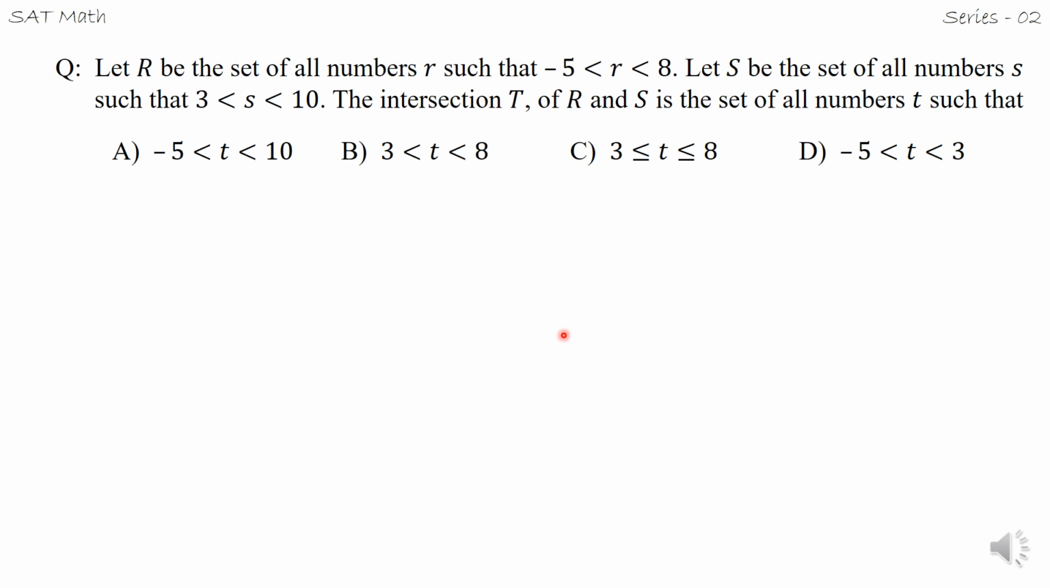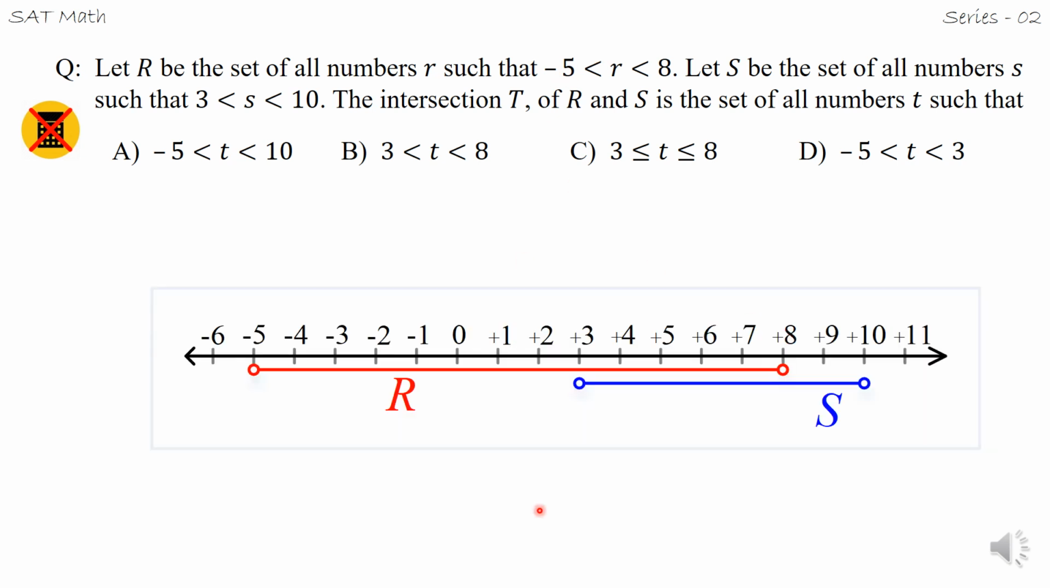Okay, here two sets are given. Set R has got elements from -5 to 8, where -5 and 8 are not included. Similarly, set S has got elements from 3 to 10, where 3 and 10 are not included. So we need to find the intersection of these two sets. So options are given.